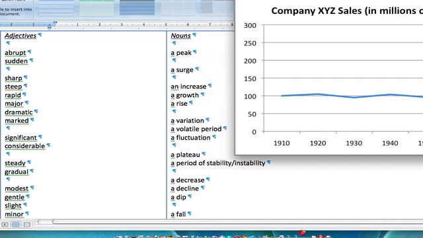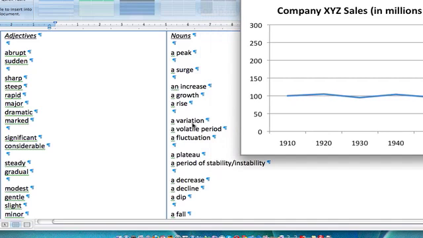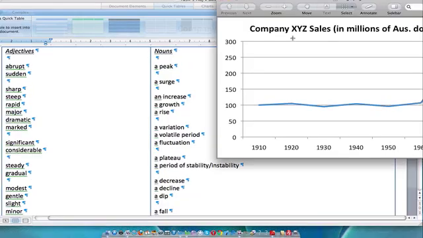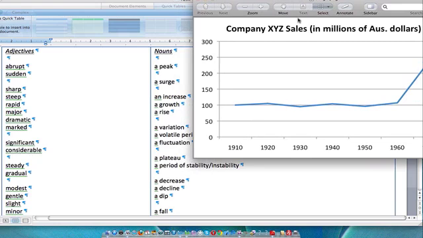Now let's continue on here. We have three more words: a variation, a volatile period, a fluctuation. And these are three nouns we would use to describe a period of time that maybe the values go up and go down and go up and go down. So here, obviously, we might describe this period here as minor fluctuation. If it was going up and down a lot, we might say that's true fluctuation in the graph. But this is more minor or perhaps even gentle or modest fluctuation.